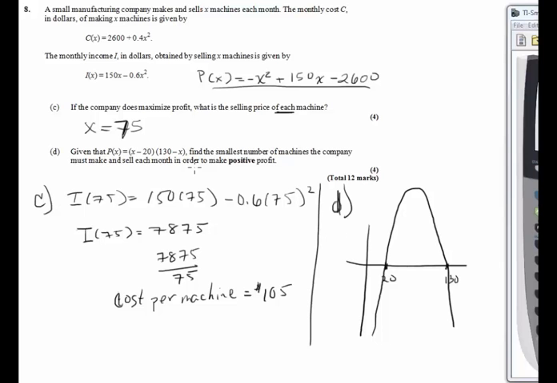which means what's the smallest number of machines the company must sell to make a profit? Well, this is a graph of the profit. So as soon as they hit 20, they're now in positive profit. Below 20 machines, they're losing money. So for D, I can simply say when x equals 20. And there is question number 8.